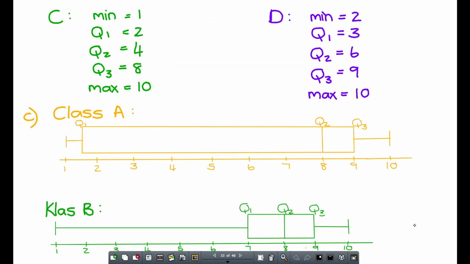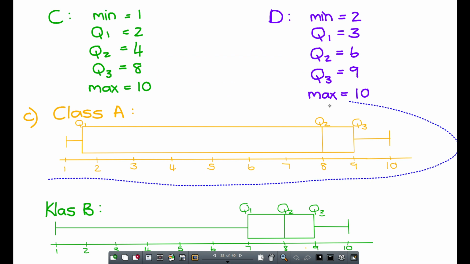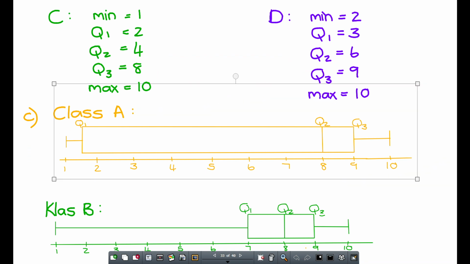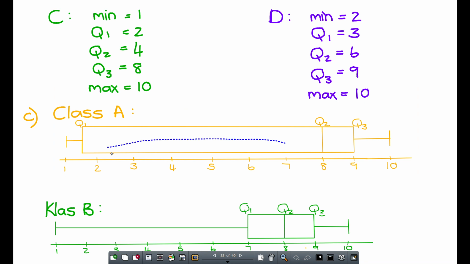Hierso by nommer 1. Kyk gou-gou klas A, daar's hy. Nee, class A. You will see that there's lots on the left-hand side of that median. Nee? So jy sou dan definitief sê skeef na links, skew to the left, because most of the data is on the left-hand side of my median, right?